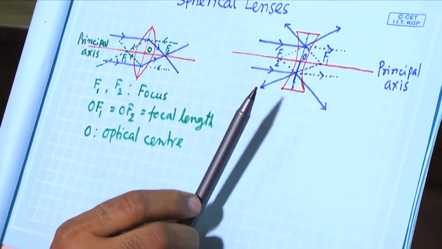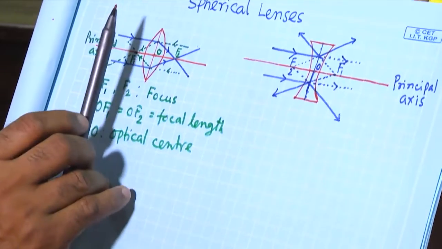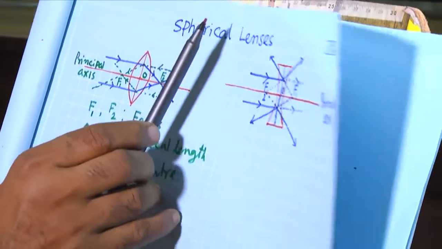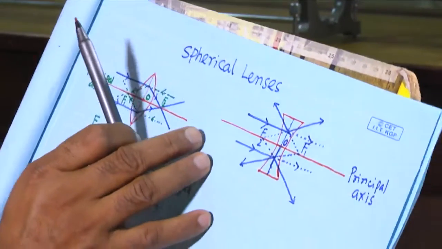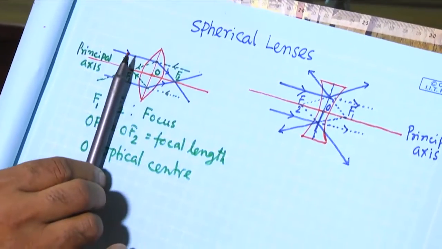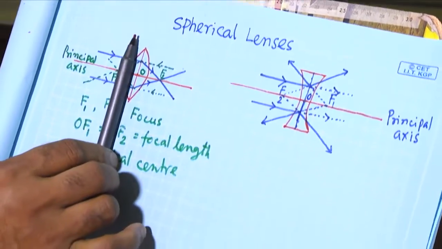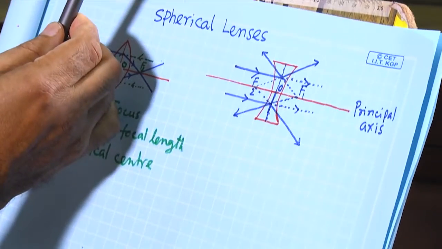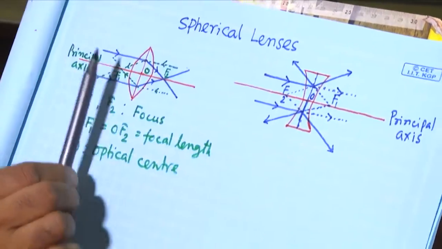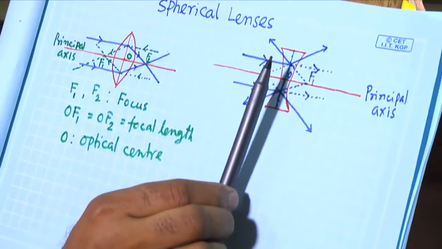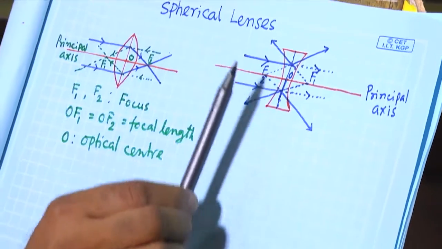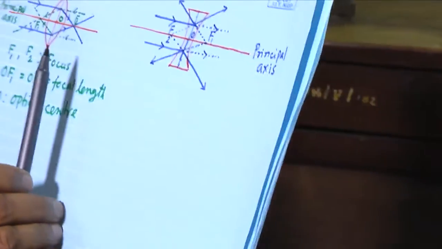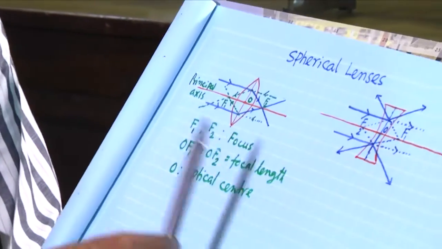One thing you can see is that the ray diagram of a concave mirror is the equivalent of that of a convex lens, and the convex mirror and concave lens likewise. So their ray diagrams are more or less similar.